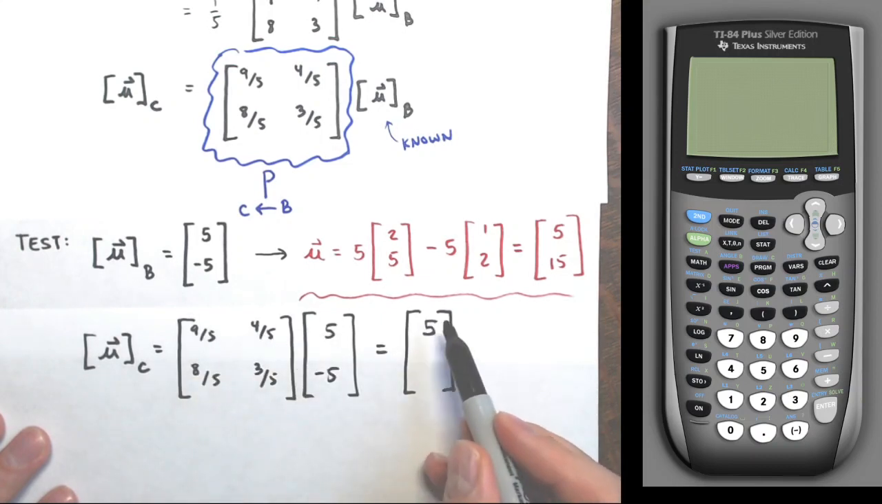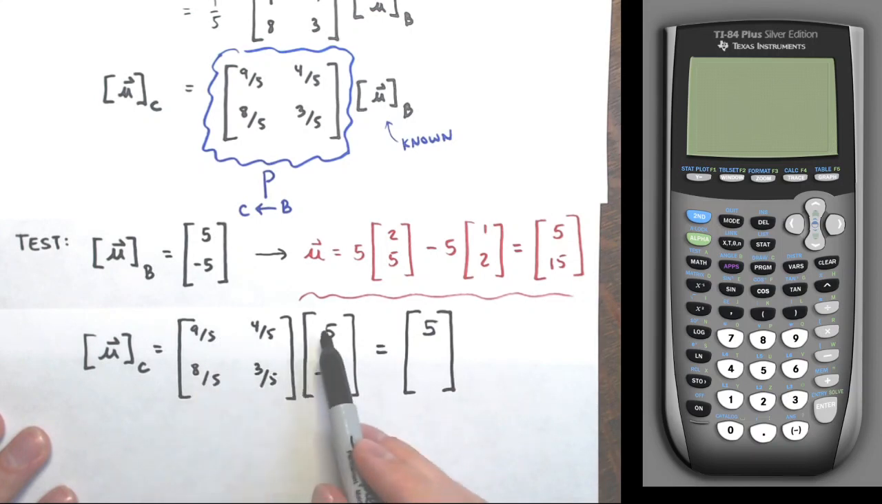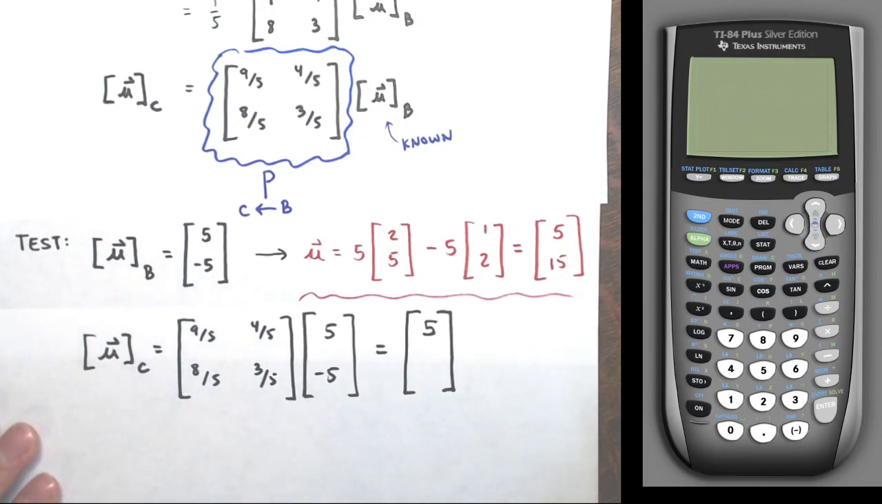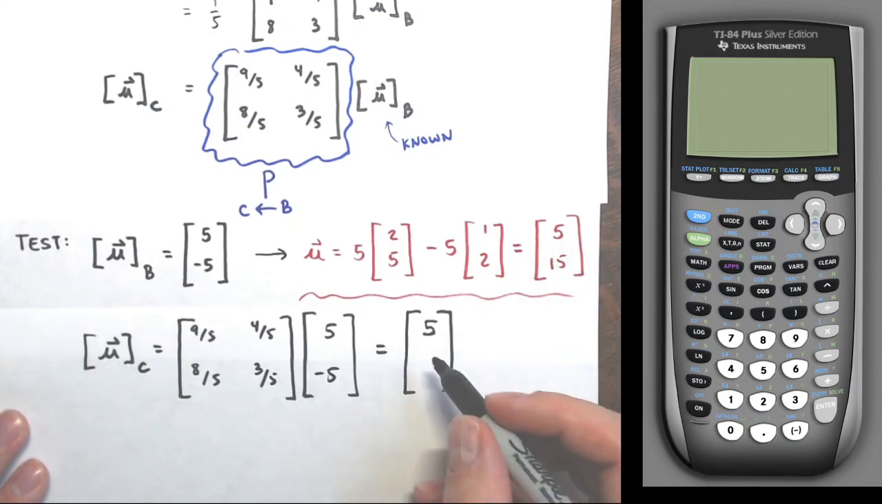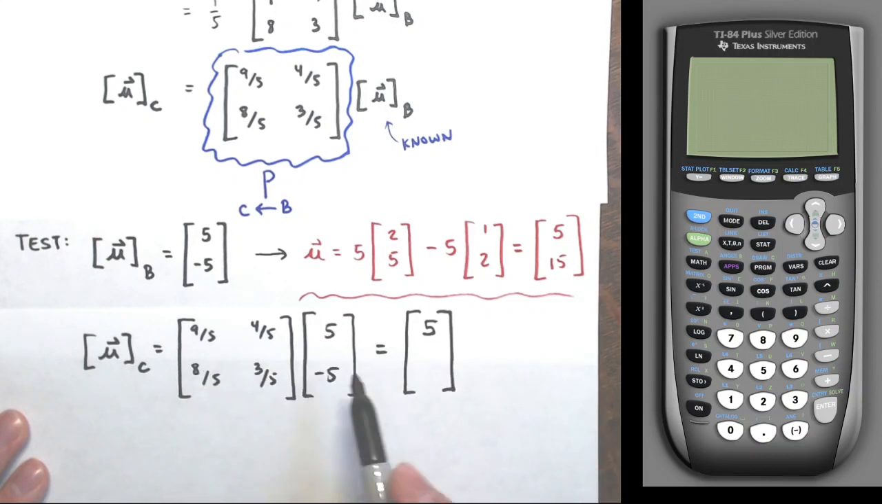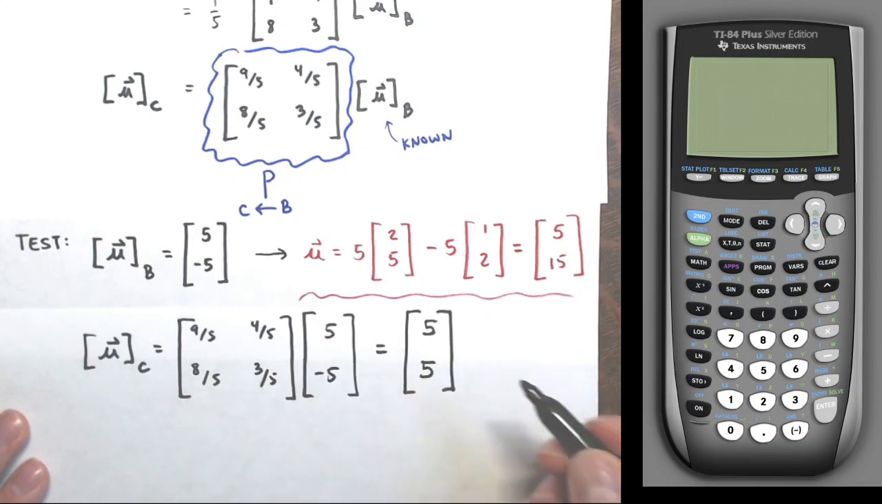That's why I picked multiples of 5 here, because of all these fifths. And then 8 minus 3. Oh, yeah, I'm getting coordinates, not 5, 15. This is the coordinates of u with respect to basis C. My apologies. So 8 minus 3 would be another 5.